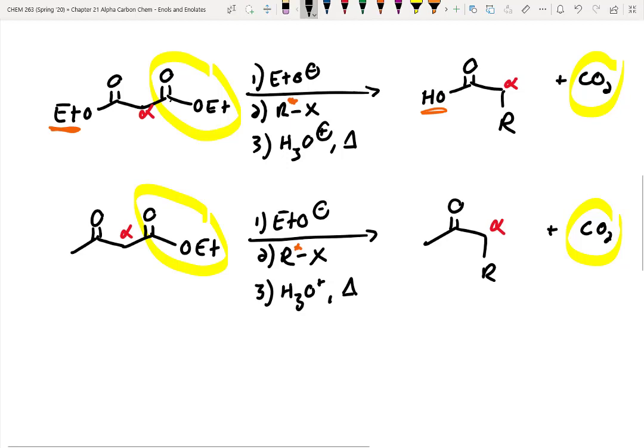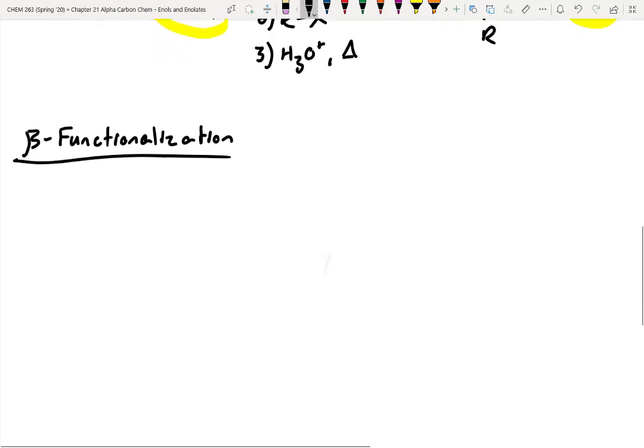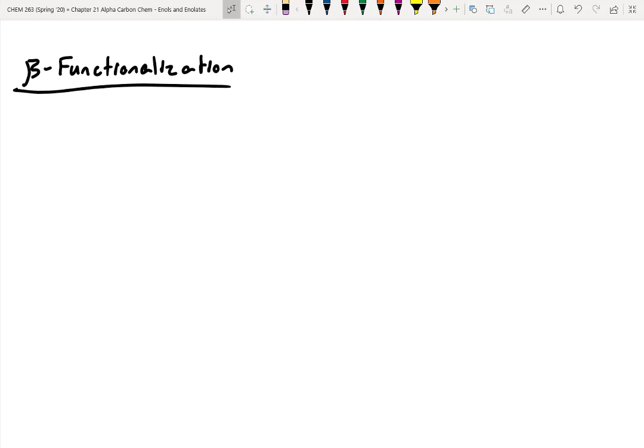All right, the last little bit is beta functionalization. So all of the above reactions, we were really tinkering with the alpha position on some sort of carbonyl compound. Well, if we have an alpha-beta unsaturated carbonyl, so in this case we got a beta position here and alpha there, we can actually react at this beta position rather than the alpha position. And this works well if it's a conjugated molecule, right? So we have to have that double bond there.